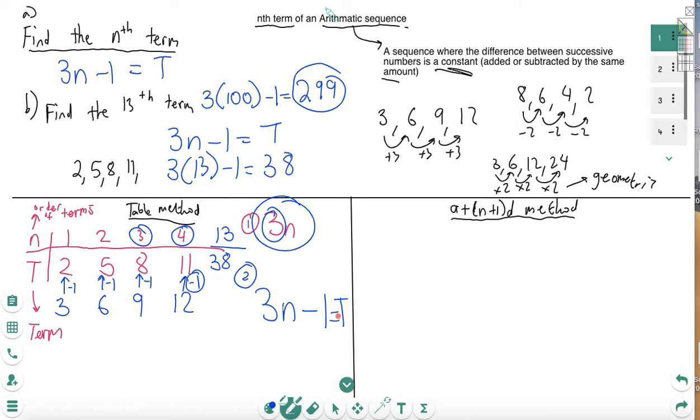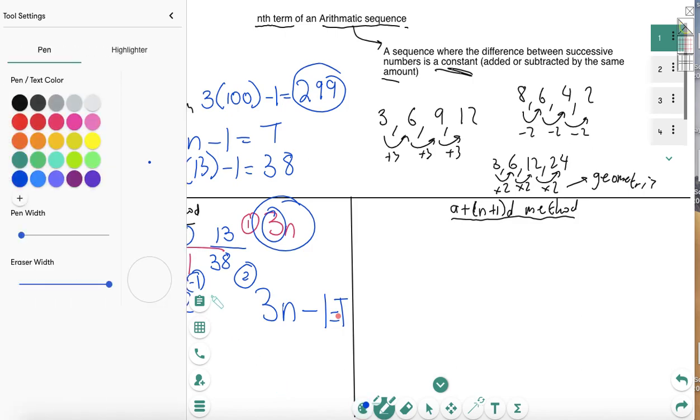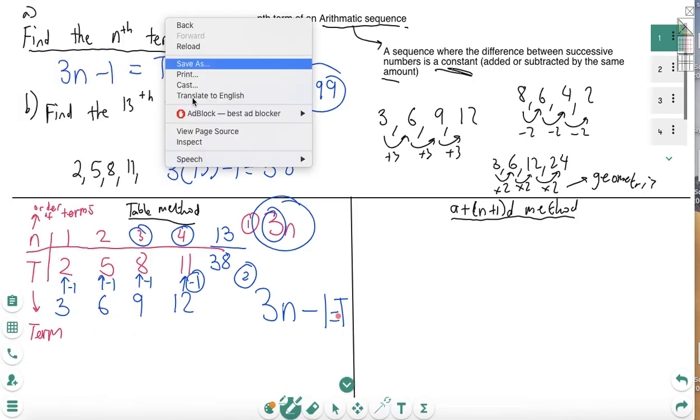We have a second way. It's the more technical way. It's called the a plus n. Oh, I made a mistake.